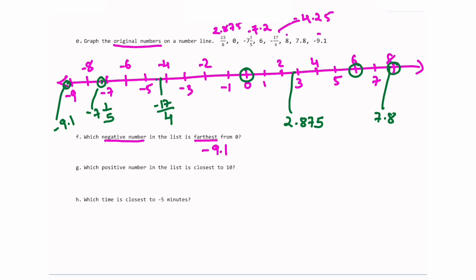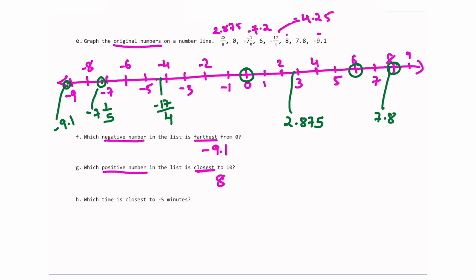Which positive number in the list is closest to 10? Okay, the 10 would be somewhere here, right? So that's 9 and 10 would be further. So the closest would be the 8. 7.8 is a little further away, okay?